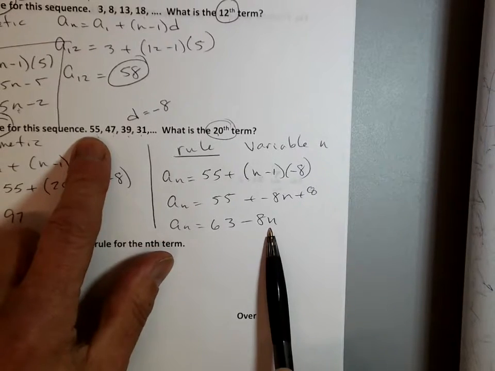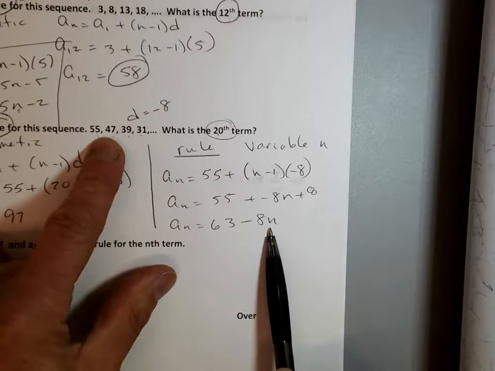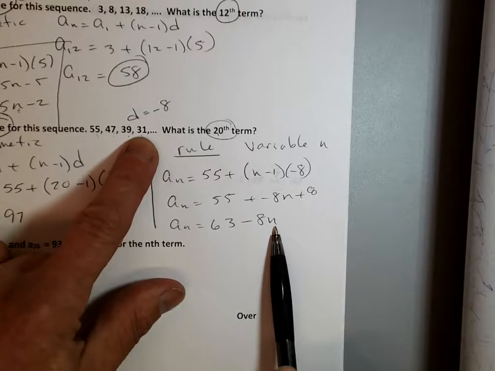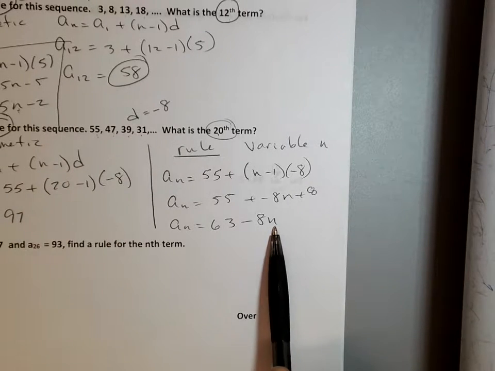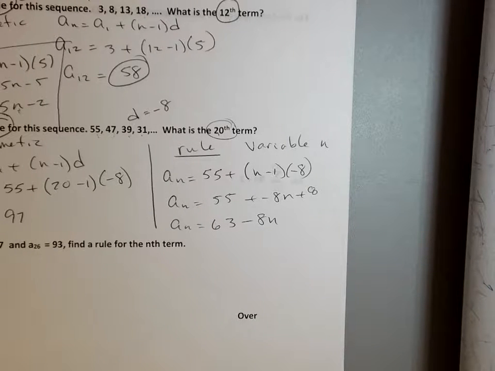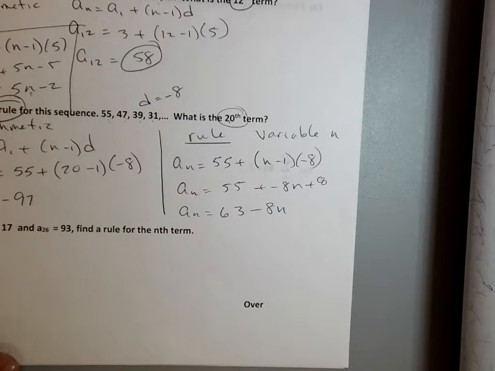And again, if I plugged in 1, I'd get 55. If I plugged in 2, I would get 47. If I plugged in 3, I would get 39. If I plugged in 4, I'd get 31. So this formula or rule will create the sequence. Thumbs up so far? Okay.